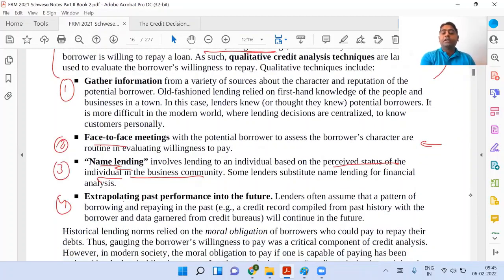The fourth point, extrapolating past performance into the future. Now, this is tricky. They will look at your history, and on that basis try to anticipate what can happen in the future. Based on the historical pattern, they can identify what may happen. Repaying in the past will indicate whether the person will continue to repay in the future or not. Read till this section.